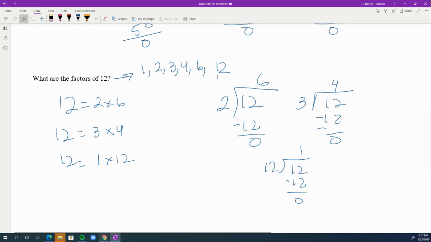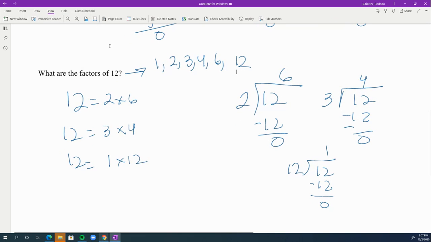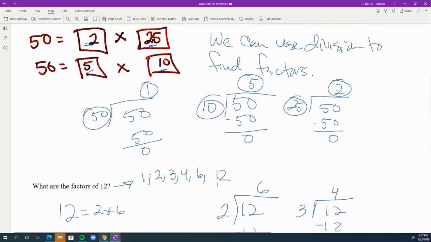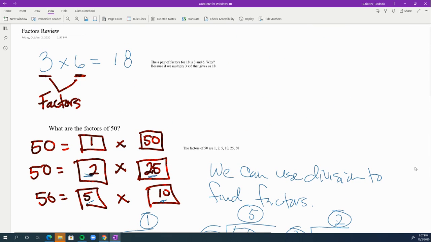Again, this is just one way of finding factors of numbers, using division and your knowledge of multiplication facts. I hope this video helps. If you have any questions, make sure you ask me via email, or send me a message on Schoology, and I will be more than happy to help you. All right, bye.